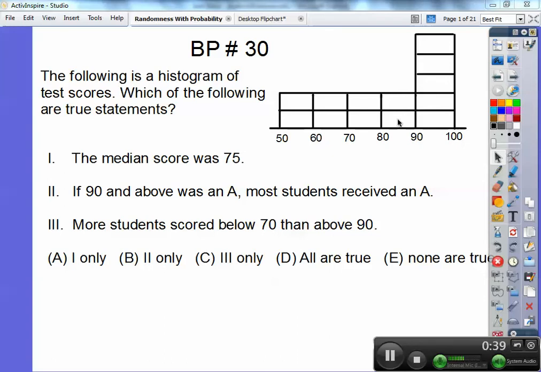Okay, number two says if 90 and above was an A, most students received an A. Well, that's deceptive, you guys, because it looks like most students, but here, 5 students received an A, 8 students didn't receive an A. So most students received something other than an A, so it's not 2. Okay, more students scored below 70 than above 90. Well, below 70 there's 4, above 90 there's 5, so that's not true either. So it's choice E, none of them are true.